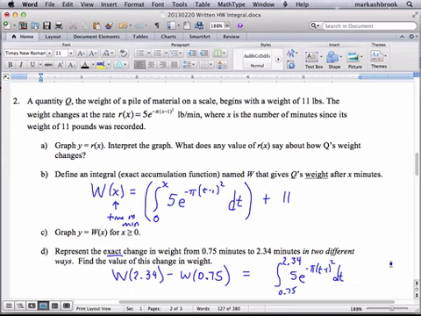Okay, good. Anthony, were you going to say something? Yeah, sure. So this is the net change from 0.75 minutes to 2.34 minutes of a quantity whose rate is this, right? And this quantity is weight, right? So we don't want to add the 11. This gives us that net change. Questions on number 2? Do we need to graph it, or any other further questions on that one?